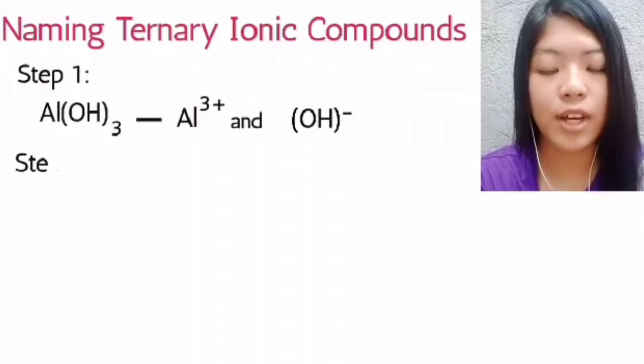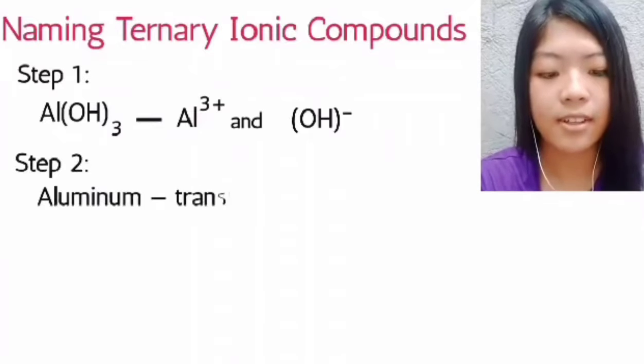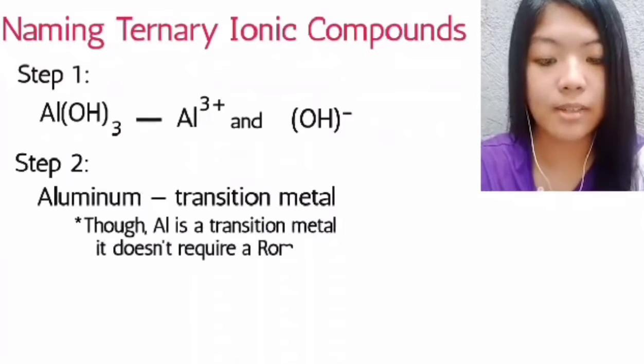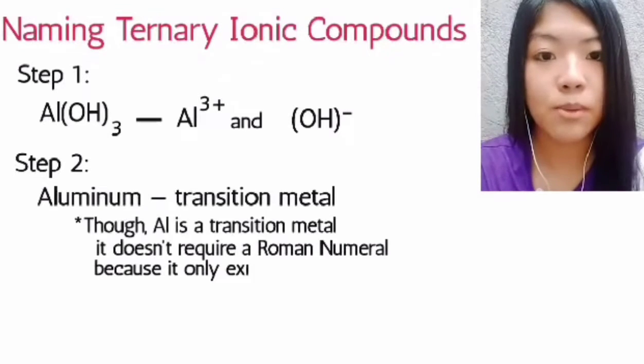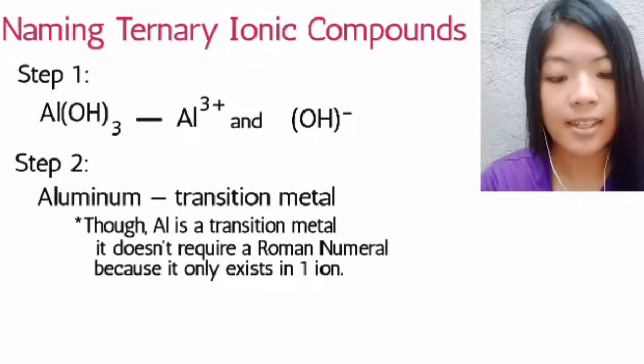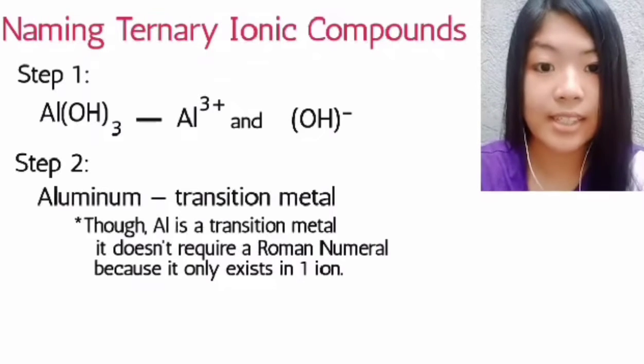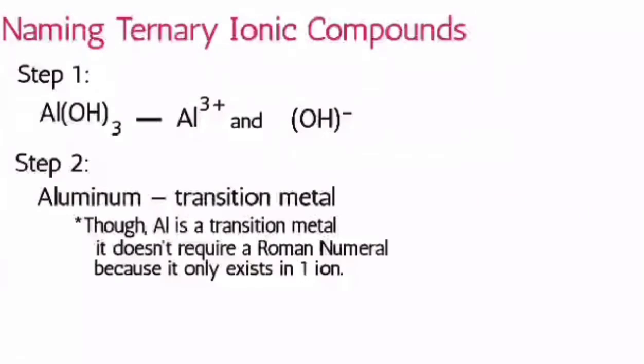For step 2, you have to identify one of the ions. So aluminum is a transition metal, but though aluminum is a transition metal, it doesn't require a Roman numeral on it because it only exists in one ion.